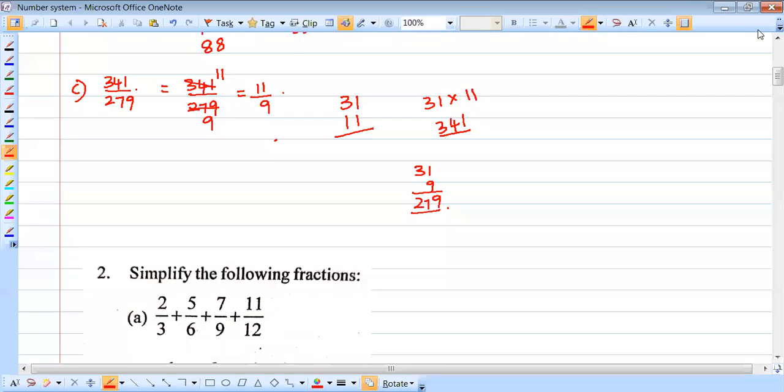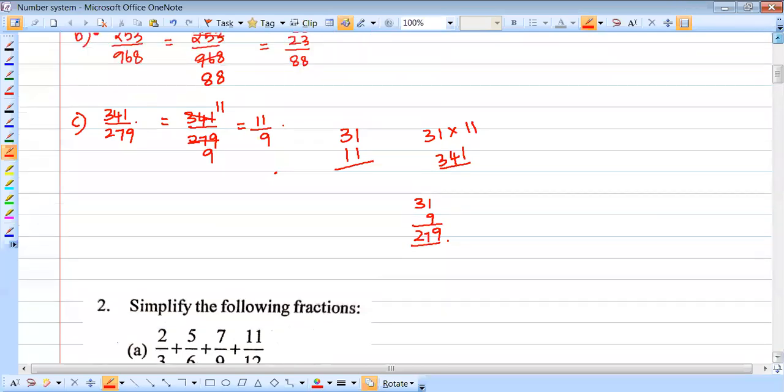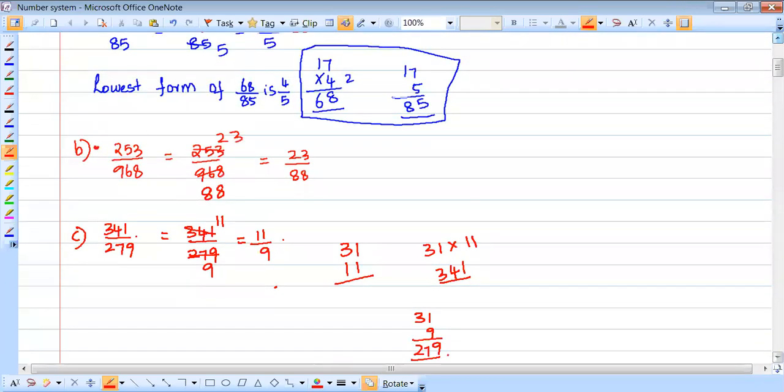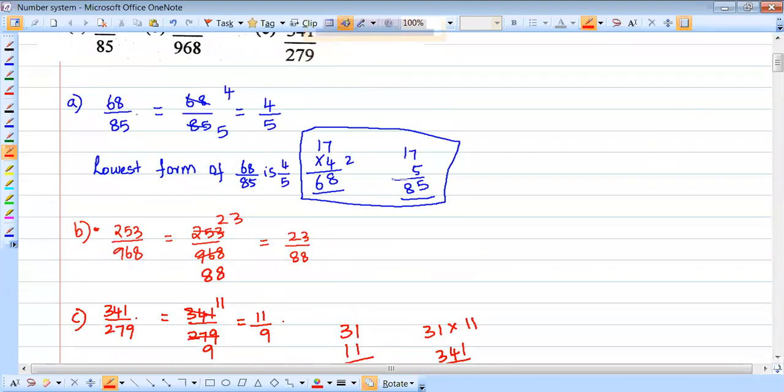Yes, everyone. See the first question. People may have some doubt related to that. Sir, how do you find out 17 is the common factor for both? Is there any easy method to find out? Yes. Let me tell you first.